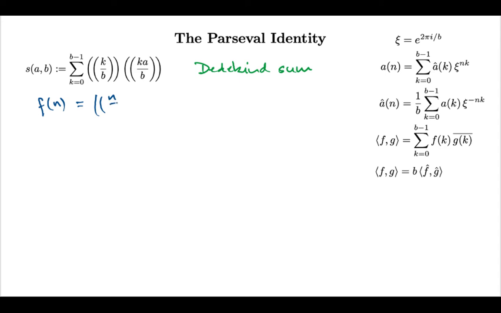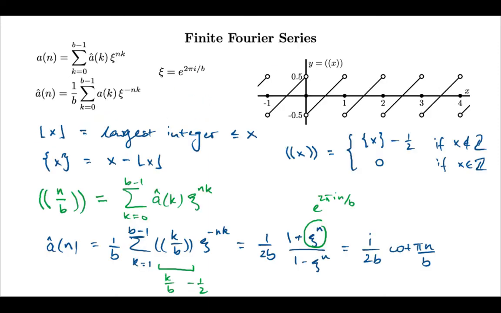So one of my functions is a sawtooth function, and the other one is the sawtooth function sort of perturbed by this multiple a. a here is just another integer, and you should think of this Dedekind sum as a function of two parameters. Okay, so our theorem from the previous slide says we need to compute Fourier transforms. So for f, we've done this. So let me remind you, this was our example from the previous video. So the Fourier transform is essentially a cotangent function.